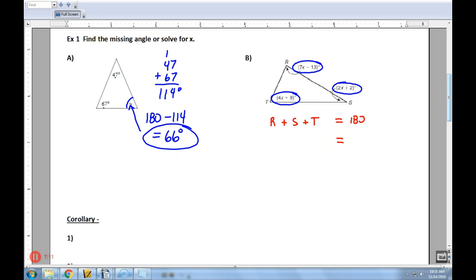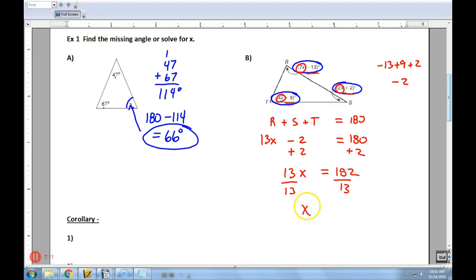Well, when I add up all three angles, I'm going to be adding 7x's plus 2x's, that's 9, plus 4x's, that's 13x's. And then when I do the numbers, I have a minus 13, a plus 9, and a plus 2. So that minus 13 and a plus 9 and a plus 2, I think that all comes out to be a negative 2. So there's my equation. 13x subtract 2 equals 180. I'm going to add 2 to both sides, which gives me 13x equals 182. And divide both sides by 13. And that's going to go in there looks like 14 times.